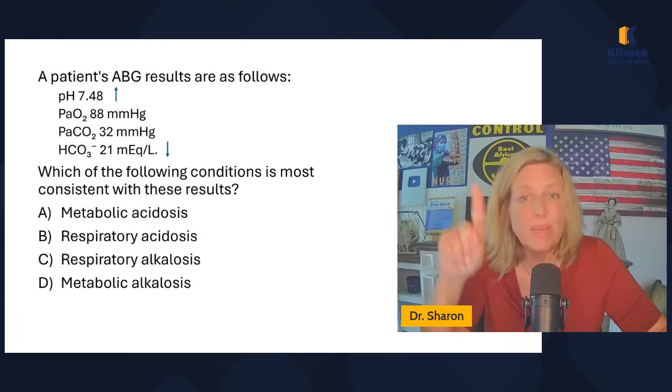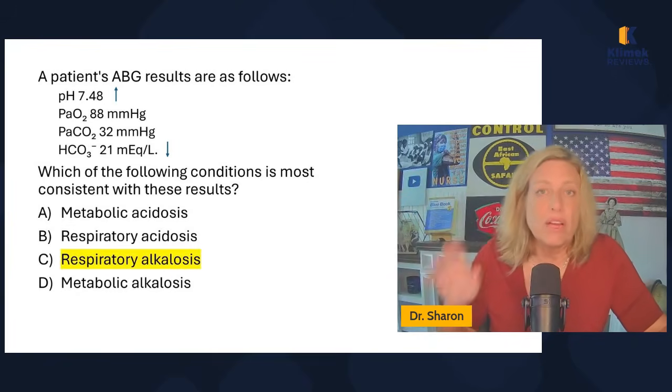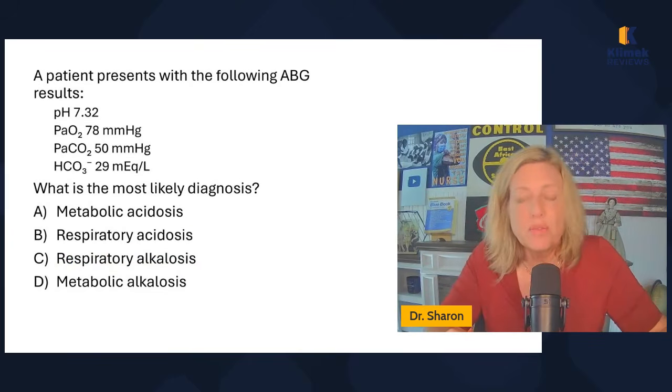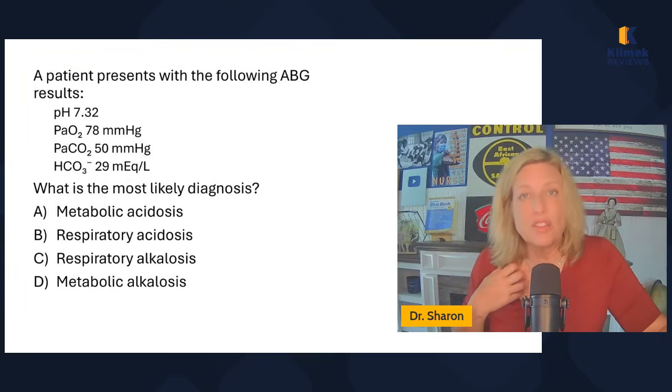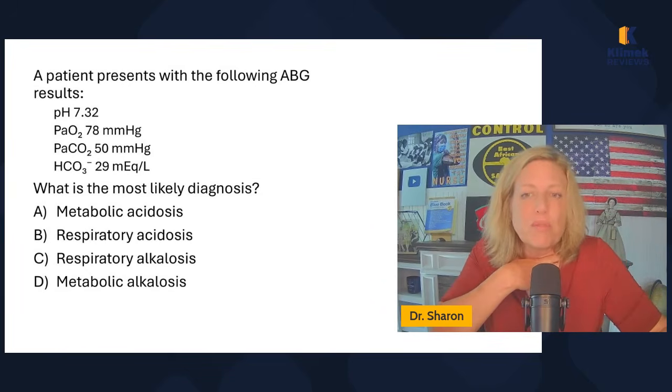Respiratory opposite, metabolic equal. So it's a respiratory alkalosis, y'all. Okay, respiratory alkalosis. A patient presents with the following ABG results: pH 7.32, PaO2 78, PaCO2 50, bicarb of 29. So this is an acid-base question because all the answers are acid-base answers. There's no respiratory failure option here, okay? And it wouldn't be respiratory failure anyway, it'd be respiratory insufficiency. But either way, these are all acid-base questions.